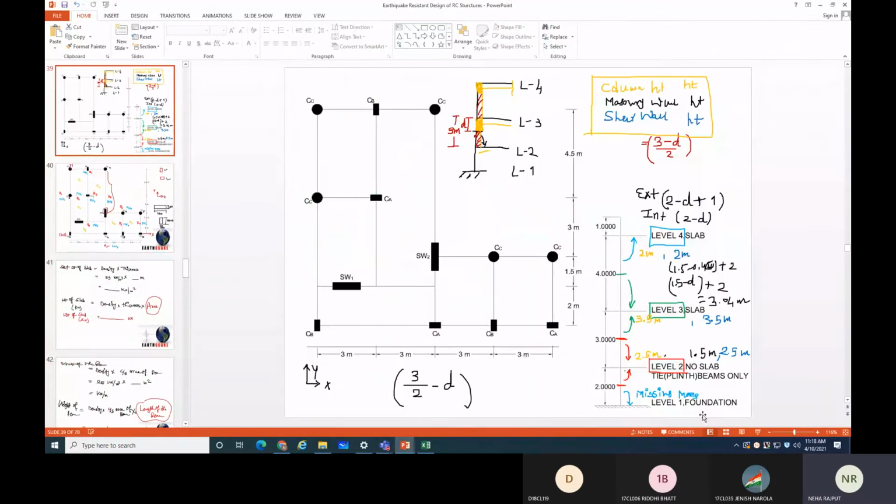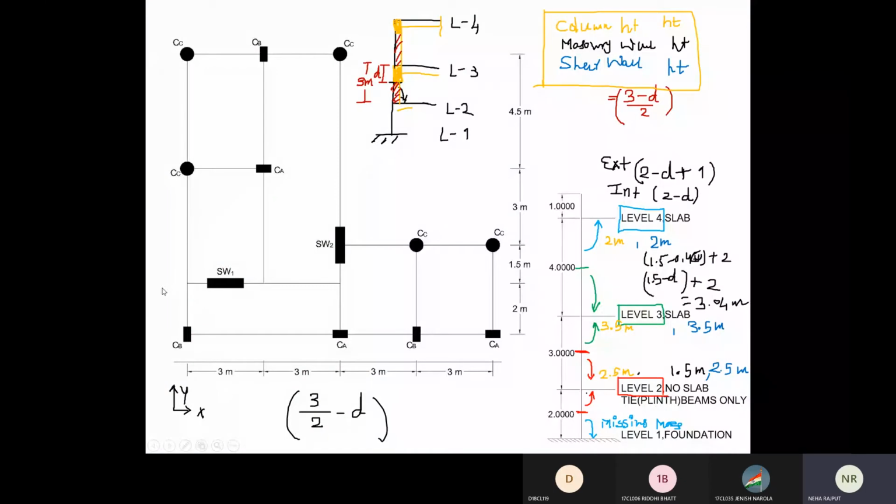Okay. Now can anyone tell me what will be the xi yi distance for this SW1? This is 2 meter. This one is also 2 meter. For SW1, what will be xi and yi? This is my origin point, this point.